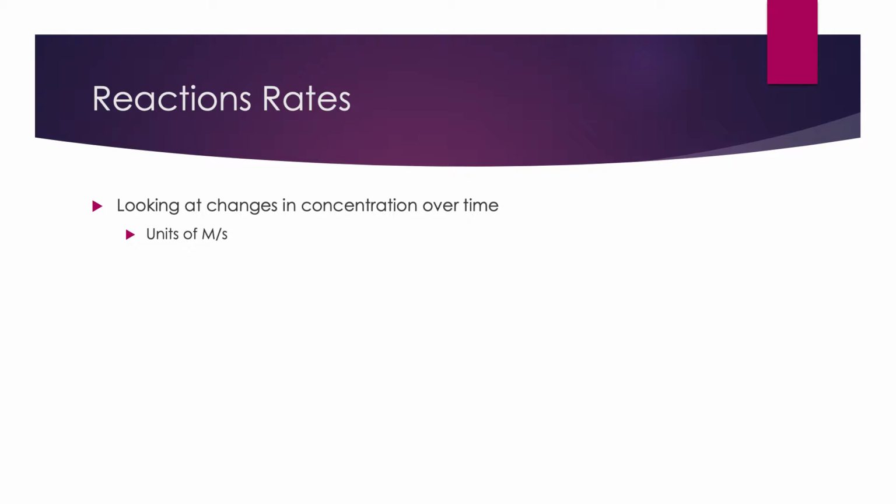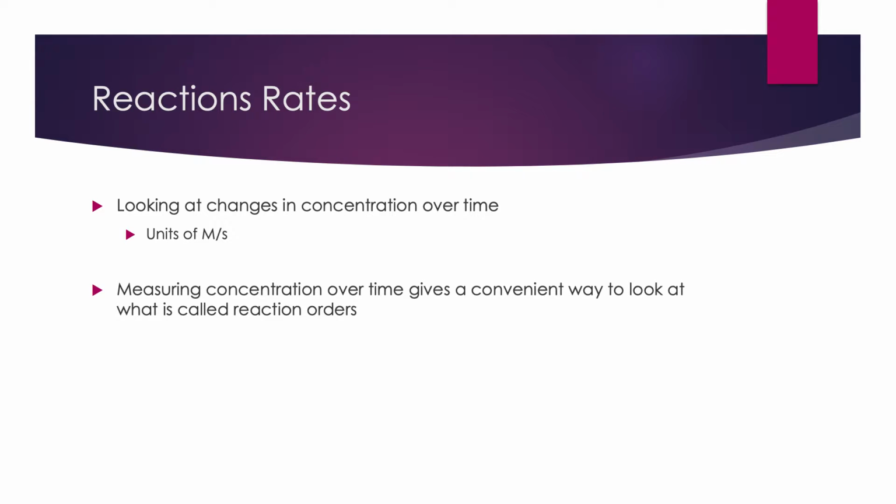Now, when we talk about general chemical kinetics, our starting point is always what we call reaction rates. When we talk about reaction rates, we're looking at changes of concentration over time. So reaction rates are typically given in units of molarity per second, because we have a change in the molarity over some change in time. The standard units are typically going to be molarity per second.